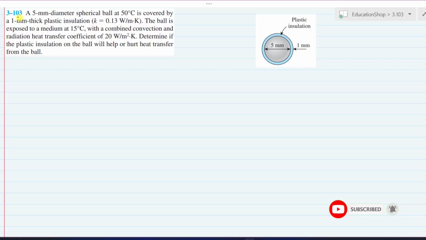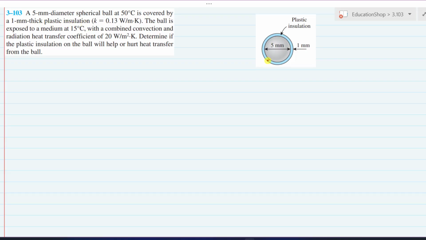In this video, we solve problem 1.103 from chapter 3 of the book Heat and Mass Transfer by Çengel, 6th edition. Here is the statement: a 5mm diameter spherical bar, whose temperature is 50 centigrade, is covered by a 1mm thick plastic insulation.